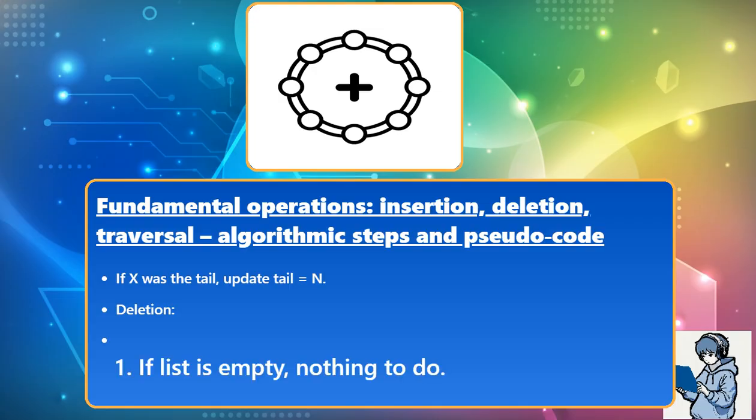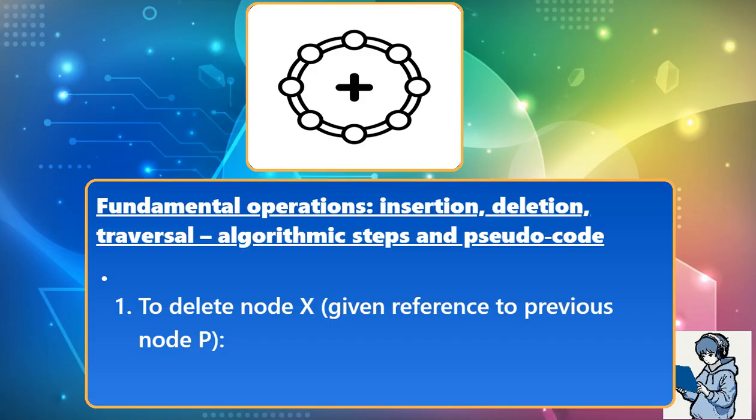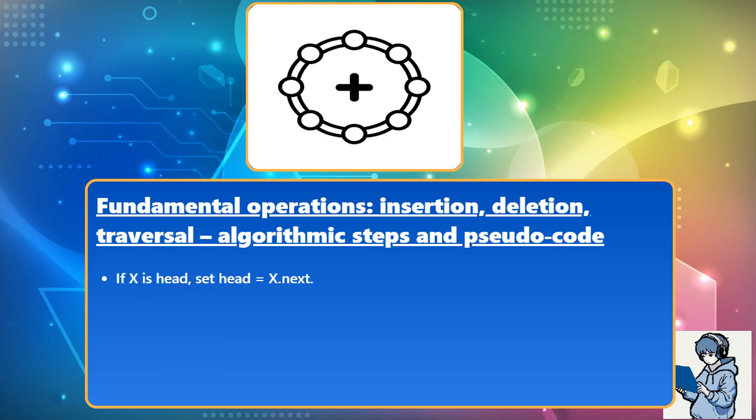Deletion. 1. If list is empty, nothing to do. 2. To delete node x given reference to previous node p: p.next equals x.next. If x is head, set head equals x.next. If x is tail, set tail equals p. Free x or let garbage collector reclaim.